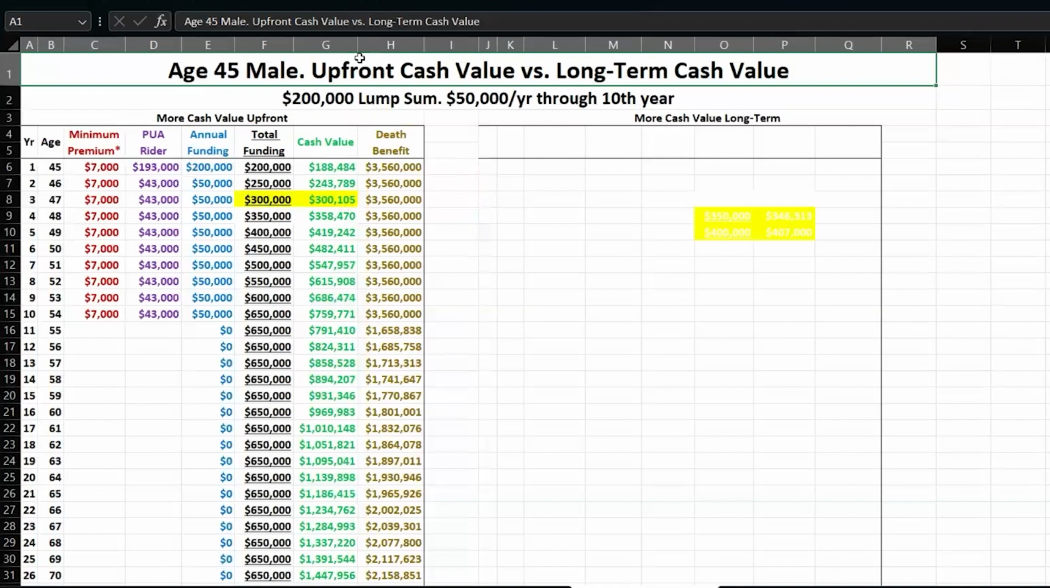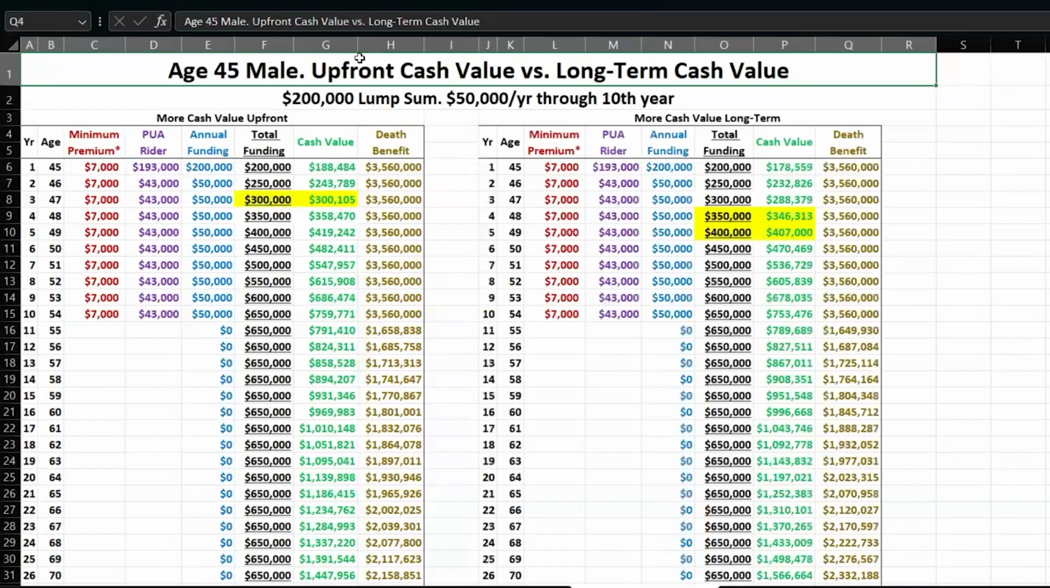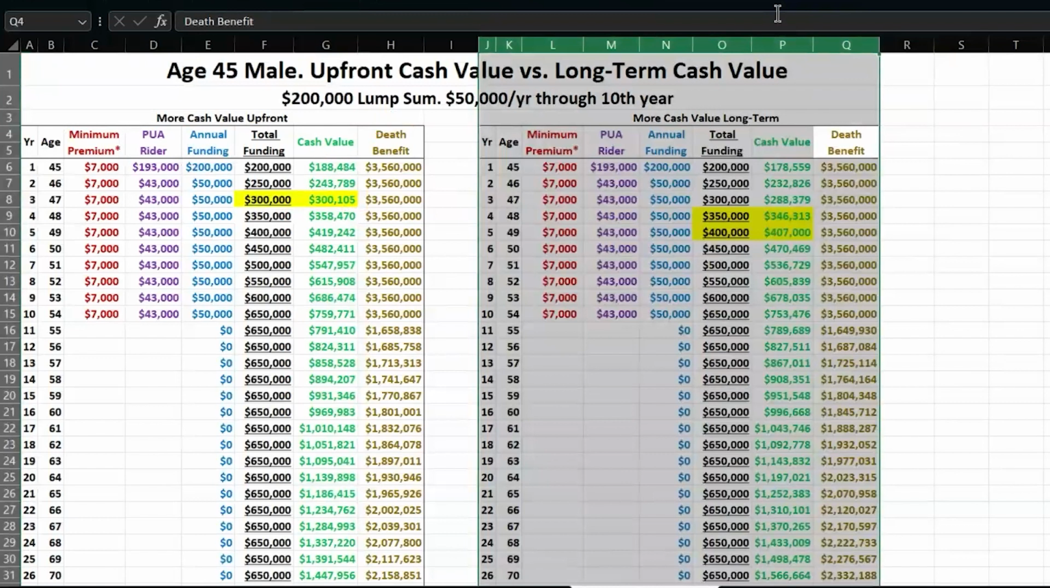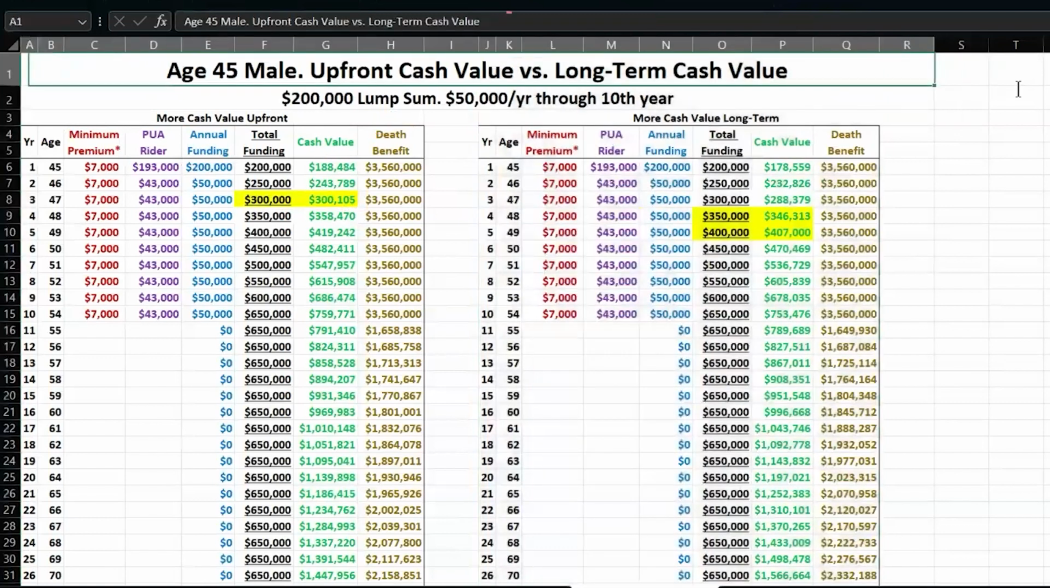Now we're going to look at the exact same product, but with a higher PUA fee. So the premium is the same, but a higher PUA fee. The logic behind this from the insurance company standpoint is if you give us more money up front, we should be able to go out in the marketplace, earn a higher return, and we should be able to give you more money long term. I emphasize the word should because this is based on the non-guaranteed values, which is good to be aware of.